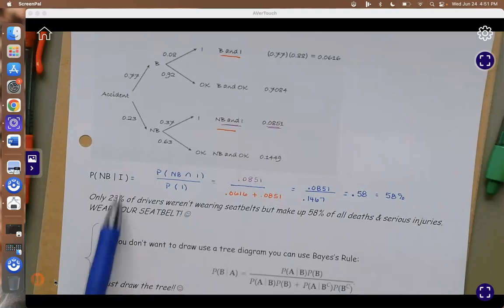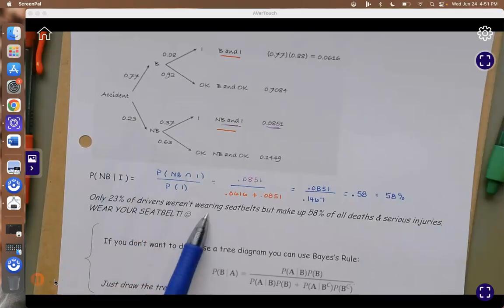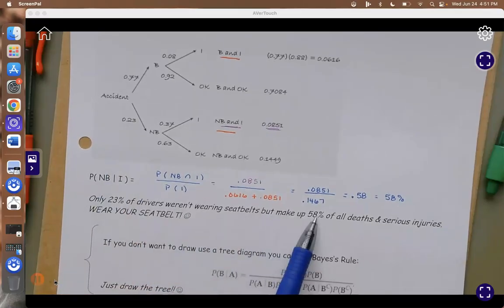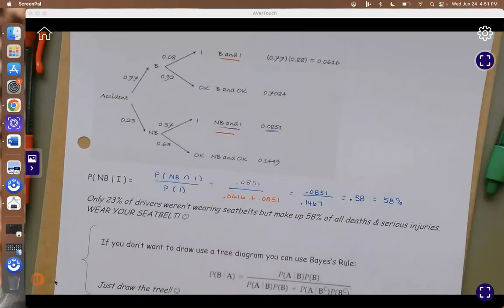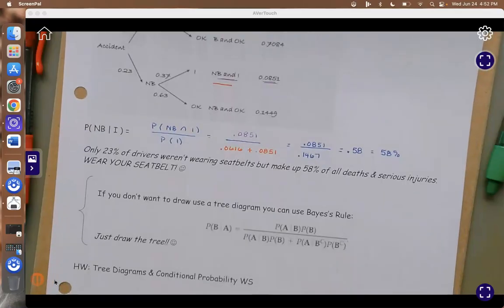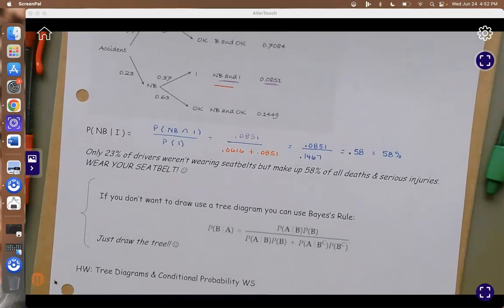So only 23% of the drivers aren't wearing seatbelts, but they make up 58% of all deaths and serious injuries. So wear your seatbelt. Okay, so if you don't want to use a tree diagram, you can use Bayes' rule. I don't think you want to do that at all. That's just silliness. So just draw the tree.